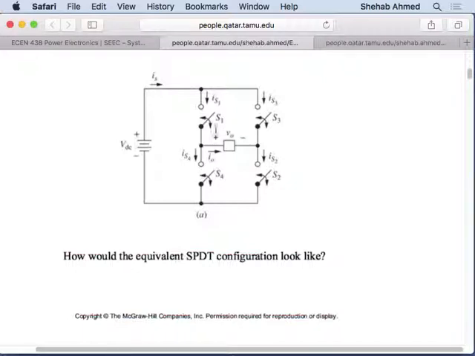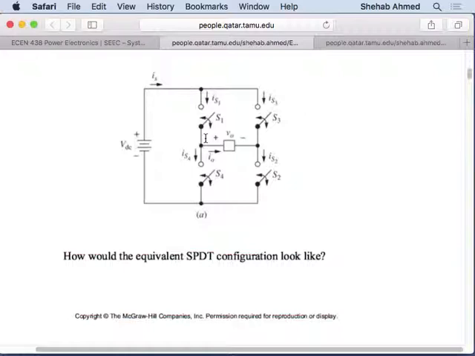So I cannot have S1 and S4 on because I will have a short circuit across the power supply, right? The way I typically operate this is I operate S1 and S2, and then maybe S1 and S3 if I want to create some zero output. And then I turn on S4 and S3. So S1 and S4 are always complementary, and S3 and S2 are always complementary.